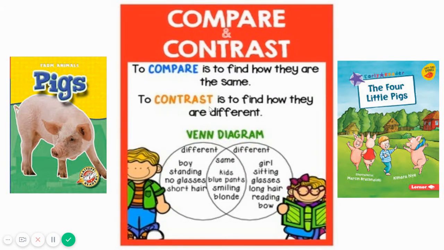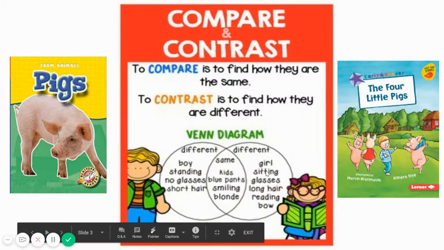First, we're going to contrast. We're going to tell how they are different. We see one is a boy, one is a girl. The boy is standing, the girl is sitting. The boy has no glasses, the girl has glasses. The boy has short hair, the girl has long hair, and she's also reading a book and she has a bow.